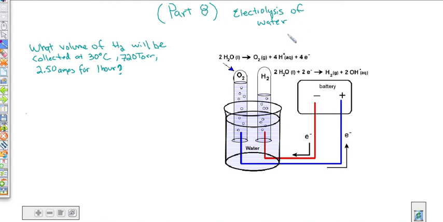Hello, welcome. We're looking at electrochemistry. Again, we're at part 8. So this time I want to go into the electrolysis of water. We've been talking about how electrolysis, or electrolytic cells, is the idea of using electricity to turn back a non-spontaneous electrochemical reaction. One of those is water.